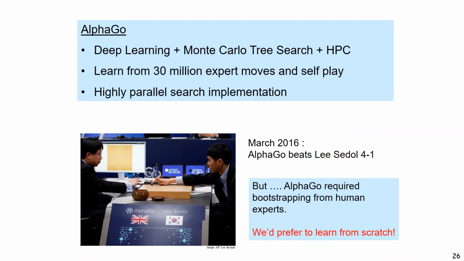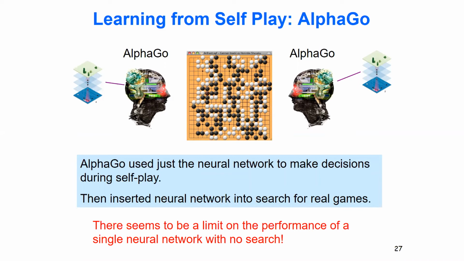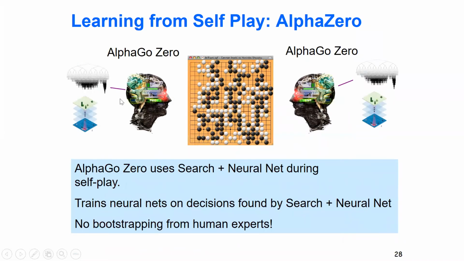Now, you might say, but AlphaGo required bootstrapping from human experts. We'd prefer to learn from scratch, which is true. And that's where AlphaZero came in. AlphaGo did this self-play with only the neural networks making moves. What AlphaZero does is it says, oh, we're going to do self-play, but we're going to use tree search along with the most recently learned neural networks to guide the play during self-play.